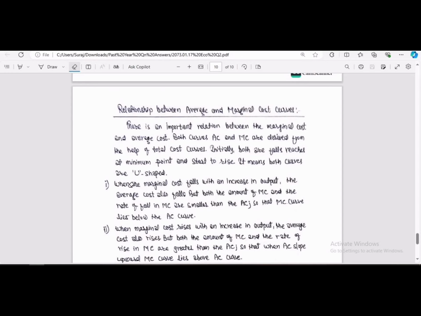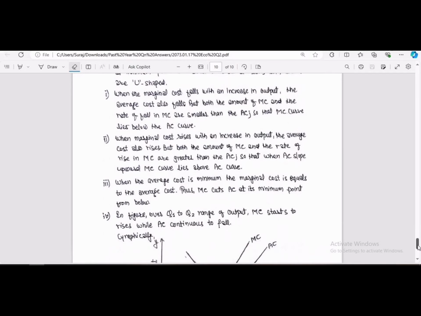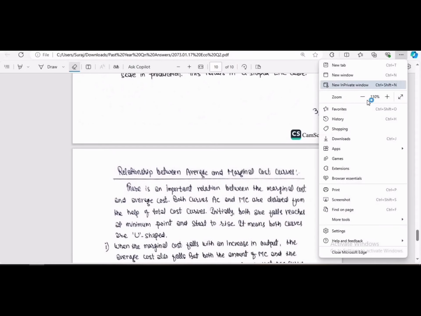Now talking about the relation. 1. When the marginal cost falls with an increase in output, the average cost also falls, but both the amount of MC and the rate of fall in MC are smaller than the AC, so that the MC curve lies below the AC curve. In order to understand this sentence more clearly, we can see the figure as well, and the figure is like this.